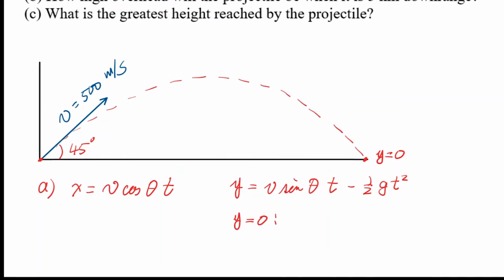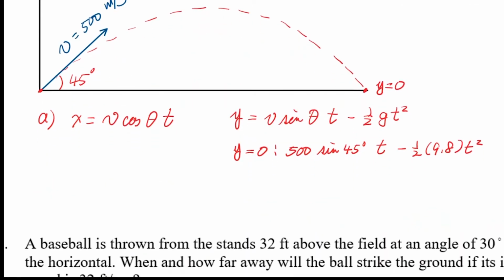Okay, so we have 500 sine 45 times t minus 1/2 times 9.8 times t squared now, right? Say yes. Somebody have the calculator standing by. Factor out t. So we'll have t, and then this is √2/2, isn't it? Say yes.